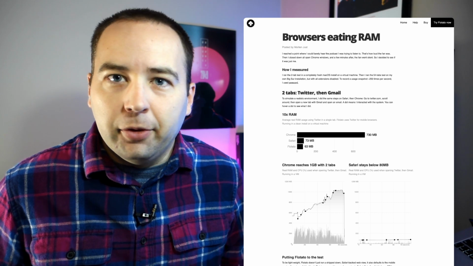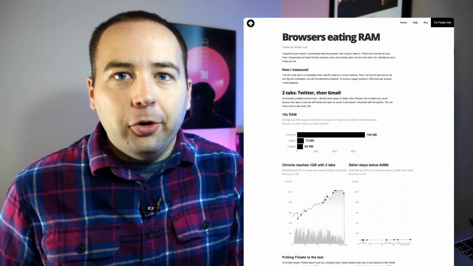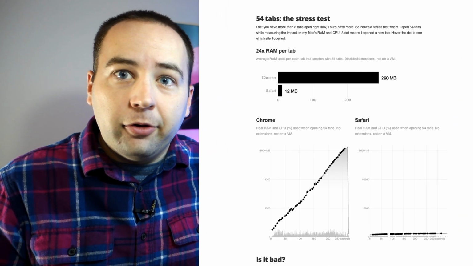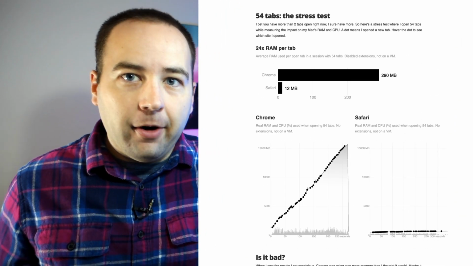My name is Matt. Over the last couple of days, an article has been making the rounds around the tech universe that basically shows Chrome and Safari RAM usage and how Chrome uses, in theory, 24 times as much RAM as Safari. This is a spectacular result, and as such is being circulated around, and people, especially if you're a fan of Safari, are like, yes, this proves it. Look at how bad Chrome is.